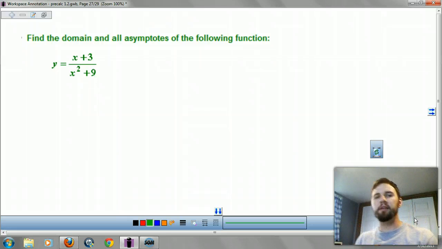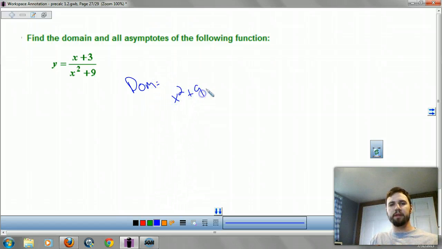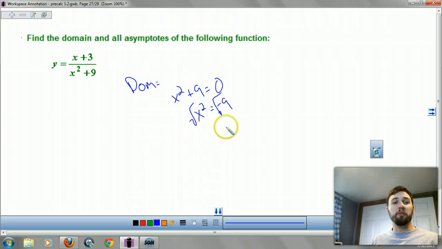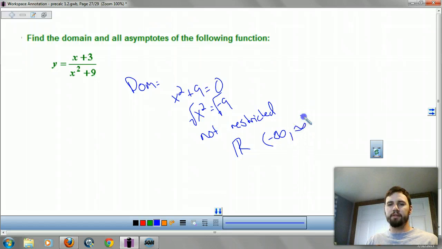Let's try another one. Find the domain and all the asymptotes of this function. Okay. Now, we know for a domain, we need to take our bottom and set it equal to 0, right? So we get x squared equals -9. And then we go to take our square root, and we get not a real number. So our domain is not restricted. So it's all real numbers, from -infinity to infinity. Okay?